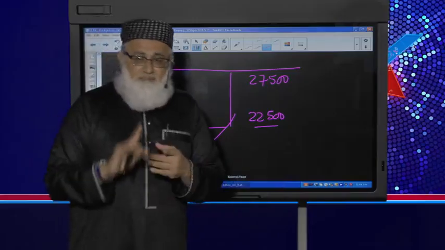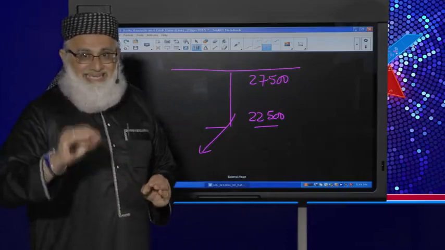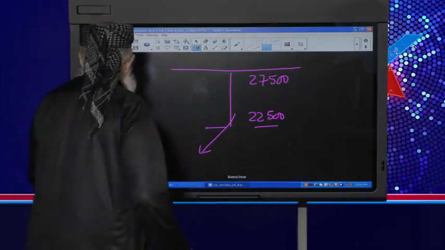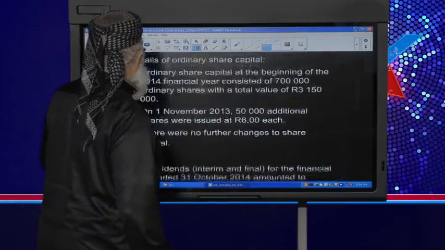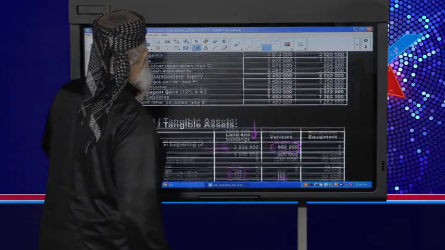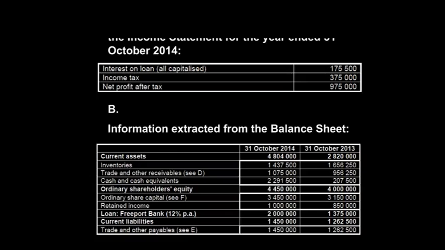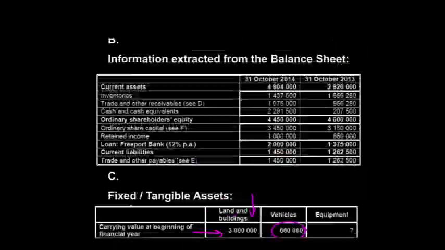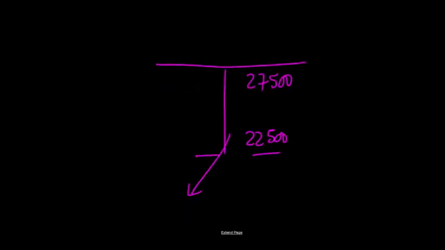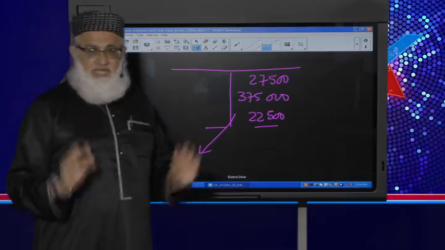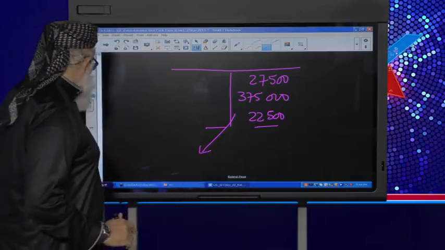Step number 3, what was my income tax amount? Let's see. Am I told what was my income tax for the year? In my given information, what am I told? There goes. Income tax for the year, obviously from your income statement, 375,000. Therefore, you include your income tax of 375,000, and this now gives you your calculation that you need to prepare for your SARS income tax.